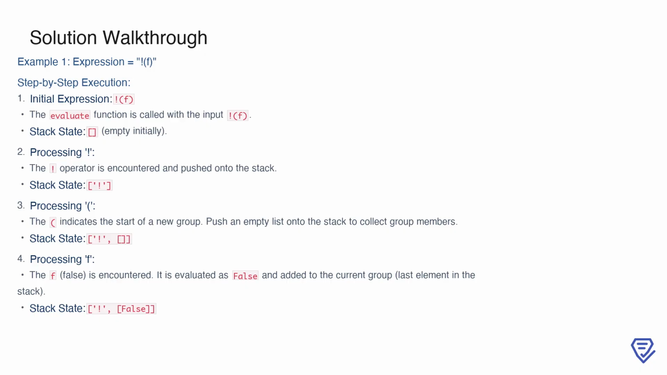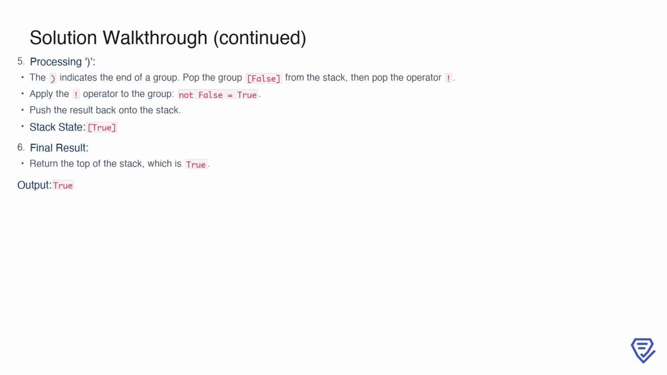Then, we encounter the f character, which represents a logical false. We evaluate f as false and add it to the current group, which is the empty list at the top of the stack. At this point, the stack contains the ! operator and the group [false]. Now, we process the closing parenthesis, which marks the end of the current group. To handle this, we pop the group [false] from the stack.